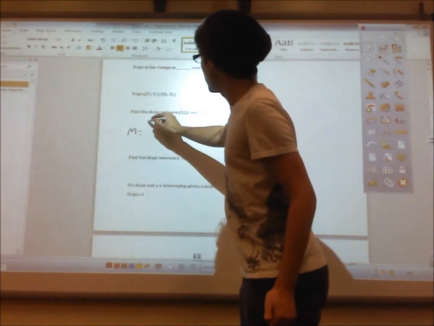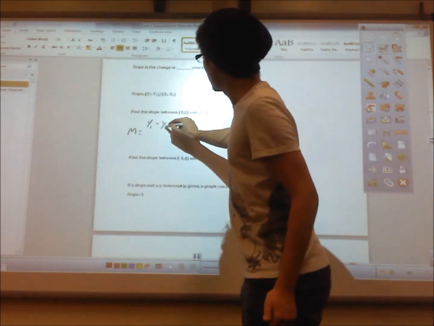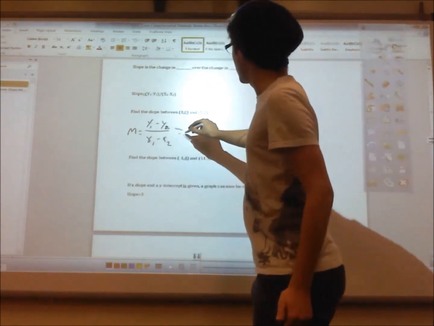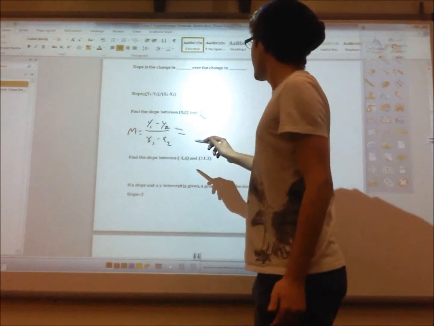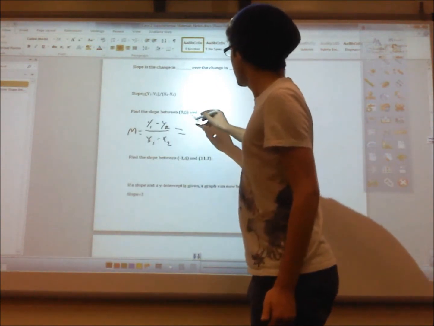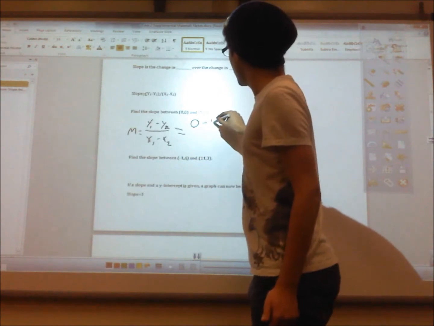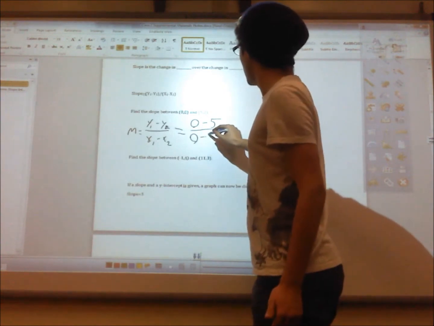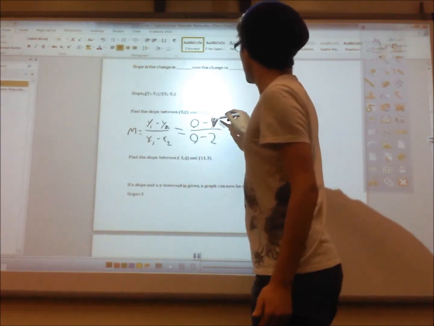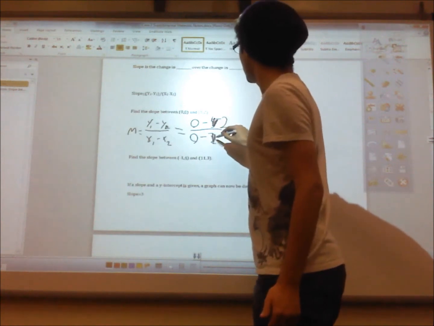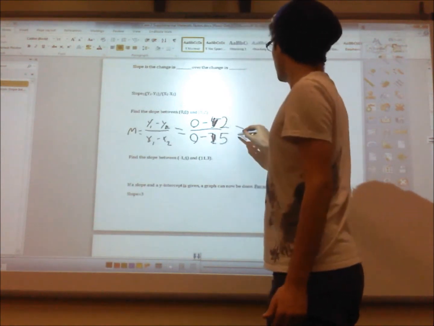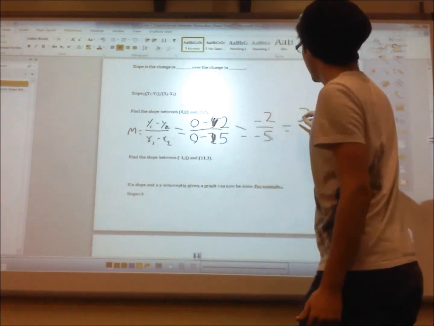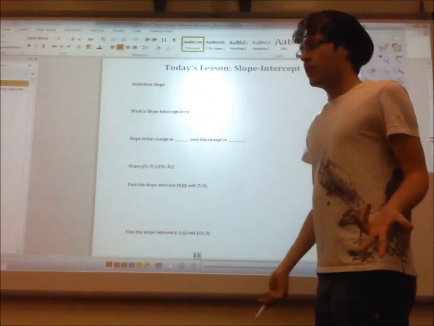m equals y1 minus y2 over x1 minus x2. And you see here y1 would be 0 minus y2, which is 5, over x1, which is 0, minus 2, x2, which is, that's wrong. y2 is 2, and x2 is 5, which will equal negative 2 over negative 5, which equals 2/5. Maybe they don't really understand.